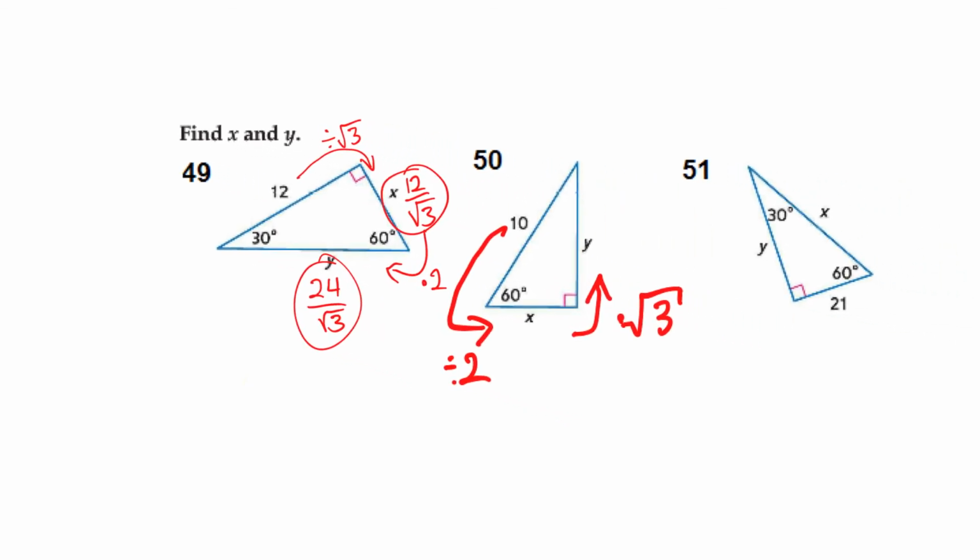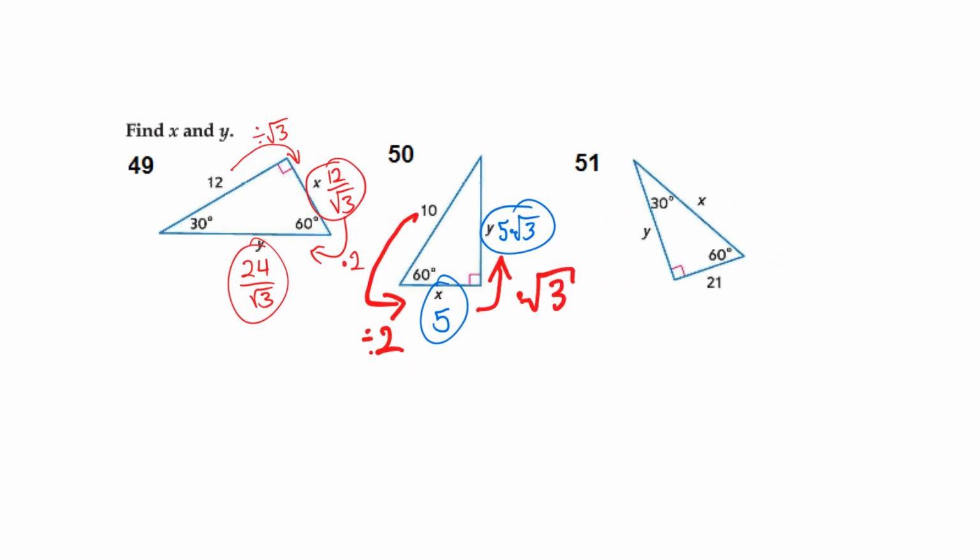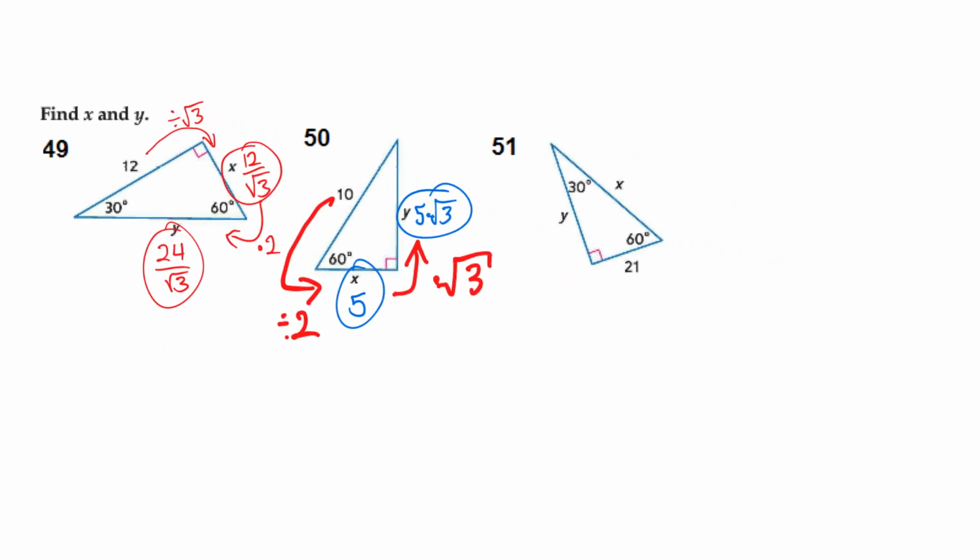On number 50, from the hypotenuse to that short leg, you just cut it in half. Divide by 2, that's 5. And this times the square root of 3, this is 5 square roots of 3. On this last one from here to here, we multiply by 2. It's 42. Go up to here, we multiply by the square root of 3. This is 21 square roots of 3.